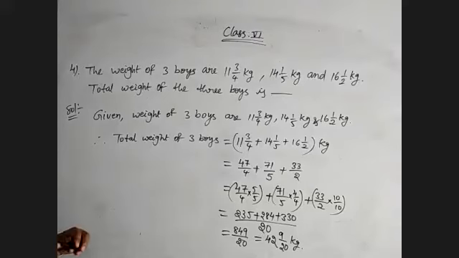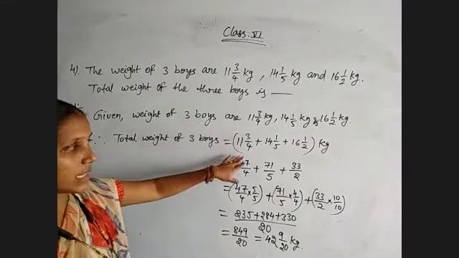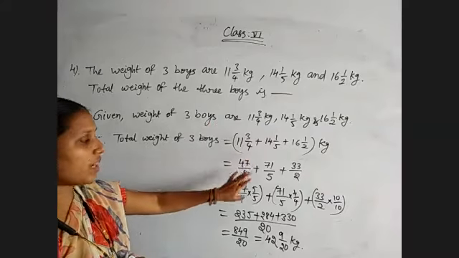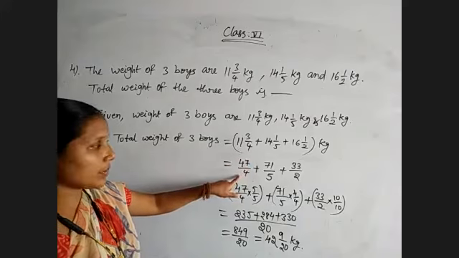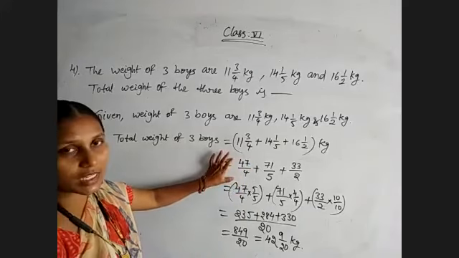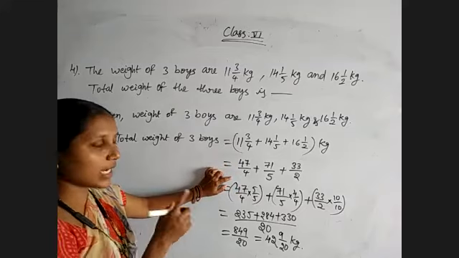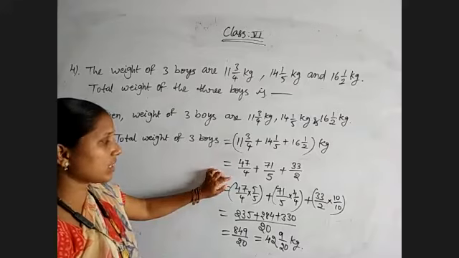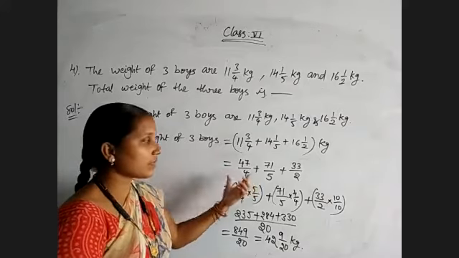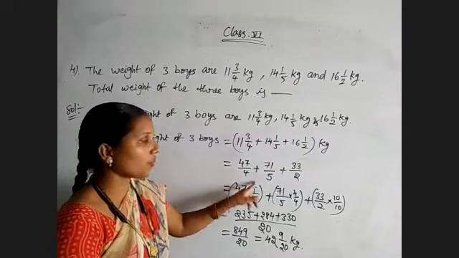Okay, here observe once. They are asking to find out total weight. Total weight is nothing but sum of those 3 persons we need to find. So while we are taking mixed fractions, first we need to convert them into improper. So we got improper fractions like this. After getting that, if those are like fractions, directly we can add, but they are unlike. So we need to convert them into like fractions. That's why I'm finding the LCM of these 3 numbers. So I got 20 as the LCM of 4, 5 and 2.